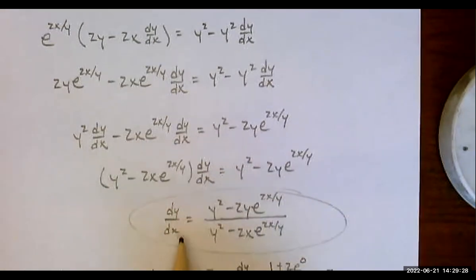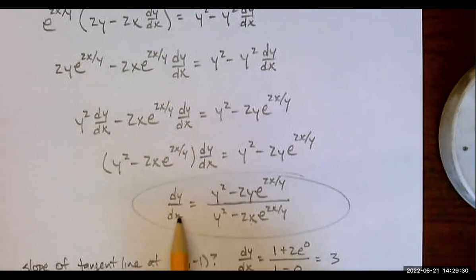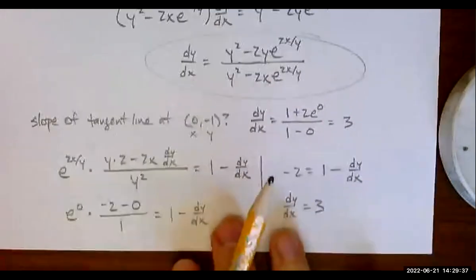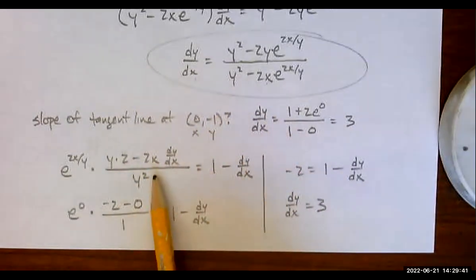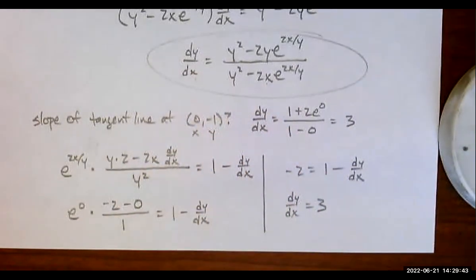Now, if the question says to find dy over dx, then there's no way around it. We've got to do all this. We've got to solve that in terms of x and y. But if all you need is the slope of the tangent line, boom, just plug right into that raw form, and there you go.